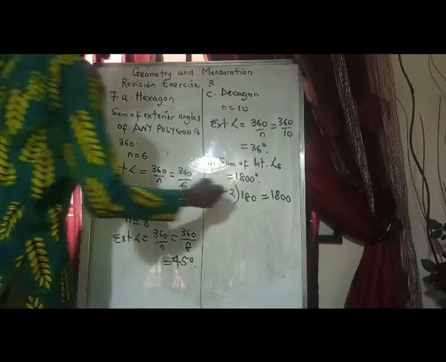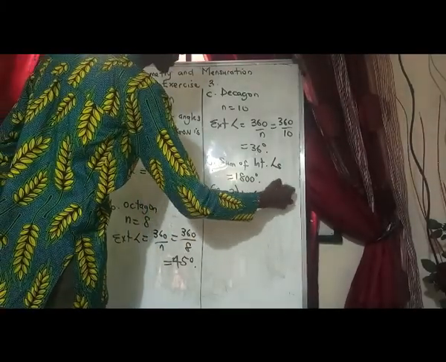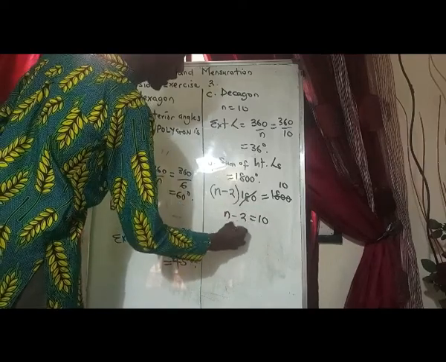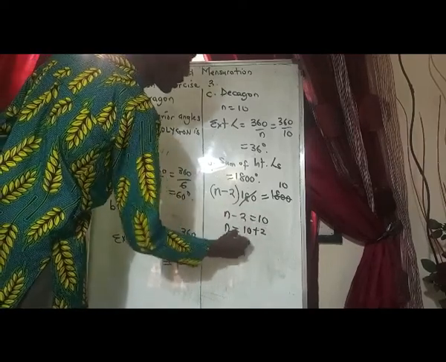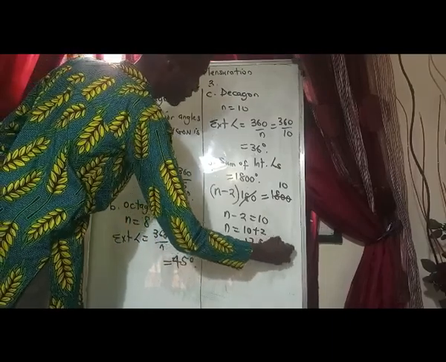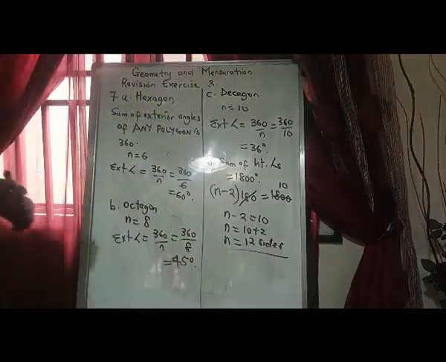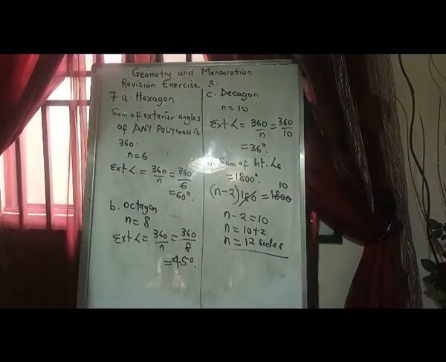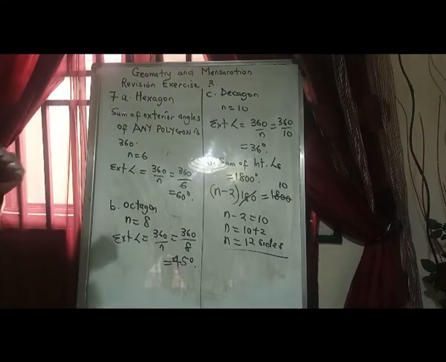So for this one, applying these relevant concepts, I will have that n minus 2 will give me 10. So n will now be equal to 10 plus 2, and that will give me what? 12 sides. So this polygon will have 12 sides, which is called duodecagon, I think. Duodecagon for a 12-sided polygon. So that's how we handle question 7, and that's how we have handled question 8.